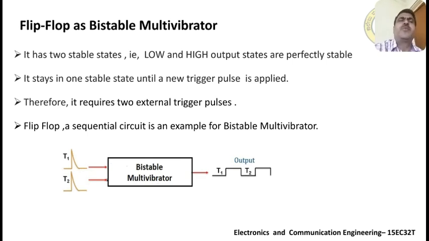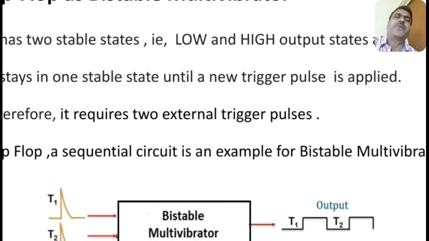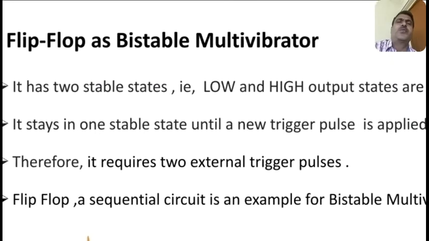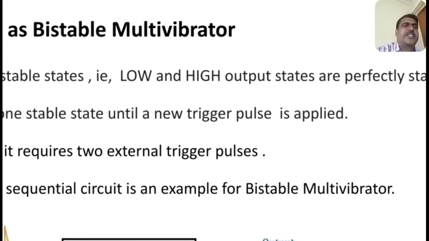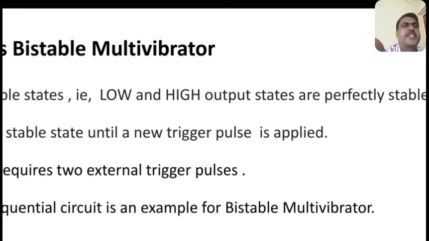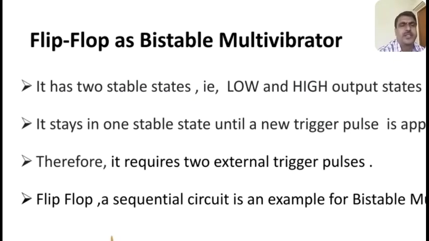Now we'll see the flip-flop as a bistable multivibrator. The first point: it has two stable states, that is, low and high output states are perfectly stable. Whenever the output of a circuit has two stable states, that is called a bistable. So it is a bistable multivibrator. The flip-flop, which has two very stable states, may be used as a bistable multivibrator.